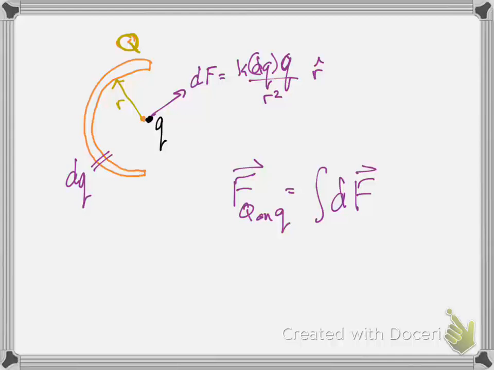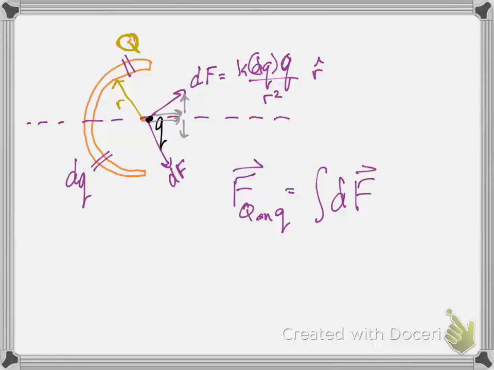I'm going to draw in a different dq in a different direction. So if I have a dq up here, it's going to have a dF down here, and that's going to have the same magnitude, but it's going to have a different direction. And so what's going to change is the angle, the direction. But as we've seen before, we can just use symmetry in this situation and say that for every dq above the horizontal bisector, there's a dq below the horizontal bisector, such that their up and down forces cancel and their horizontal forces add.